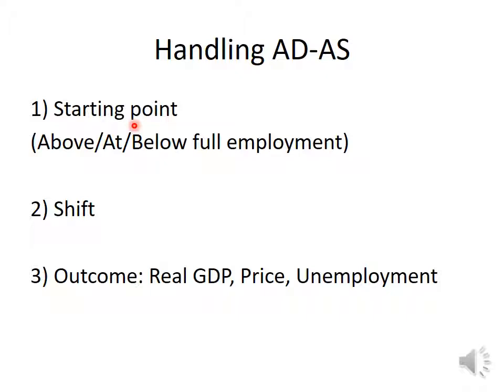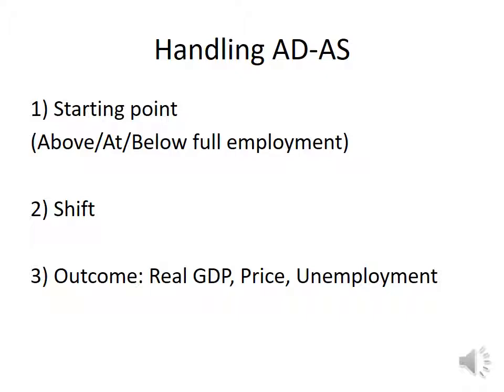Now, after the starting point, you will do the shifting, which we will revise a little later. Once you have shifted correctly, read from the diagram the real GDP, price and unemployment. These 3 indicators. So, handling ADAS largely is these 3 steps. Now we're going to go through these 3 steps, after which you can take a look at the past year mid-sem test papers to practice a little bit, and look at your tutorial questions. Just follow through these 3 steps and you'll be fine.